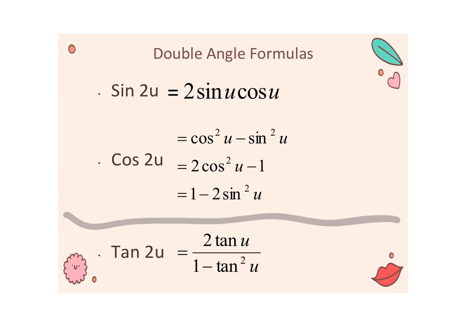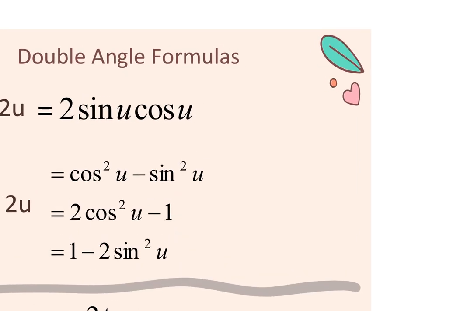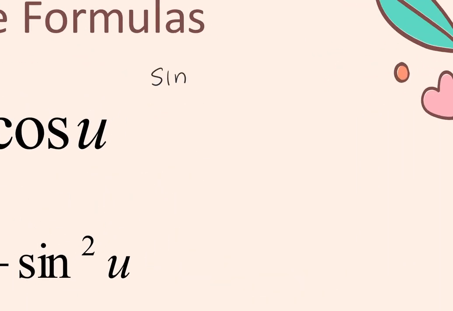Ideally we would memorize these, but if you don't, the way we get to these is using the sum and difference formulas, and instead of using two different angles, it's the same angle. So if you think about sine of 2u, what did we say was the pattern for the sum of sine? Sine, cosine, cosine, sine. Well, what if sine is of the same angle as cosine? So it would be sine of u cosine of u plus cosine of u sine of u.